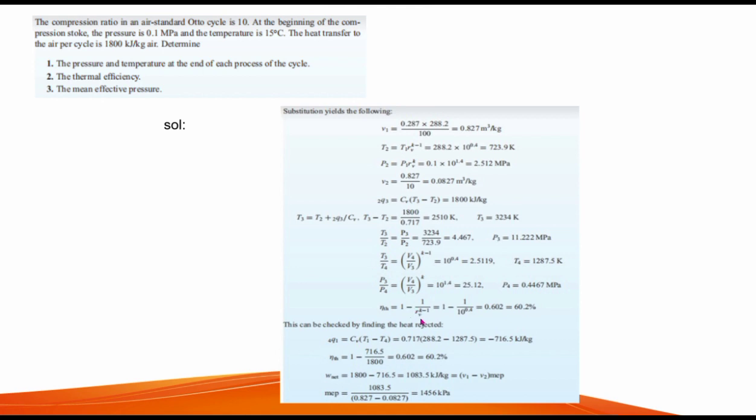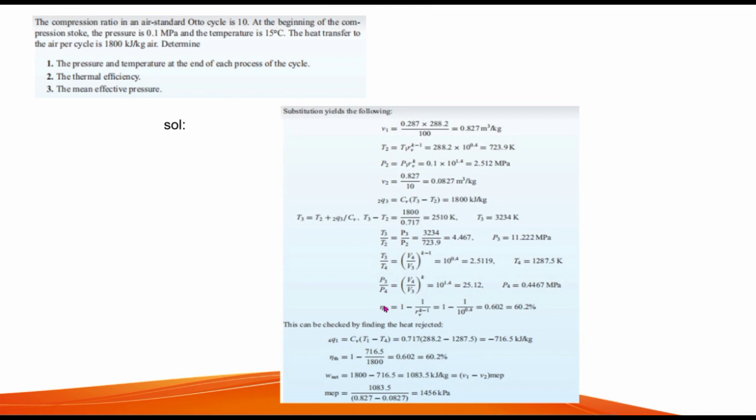Next, to solve for our thermal efficiency, we have the formula 1 minus 1 over r raised to k minus 1. So plugging in our givens, we have 1 minus 1 over 10 raised to 0.4, which is equal to 0.602 times 100, so we have 60.2%.